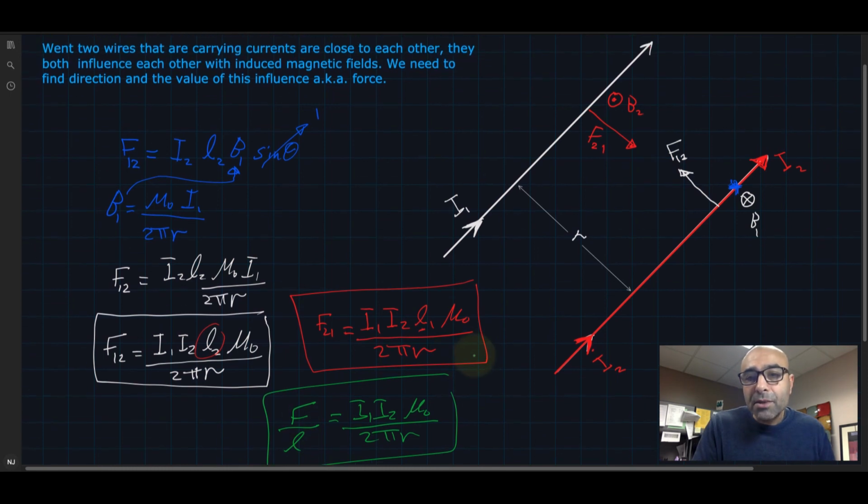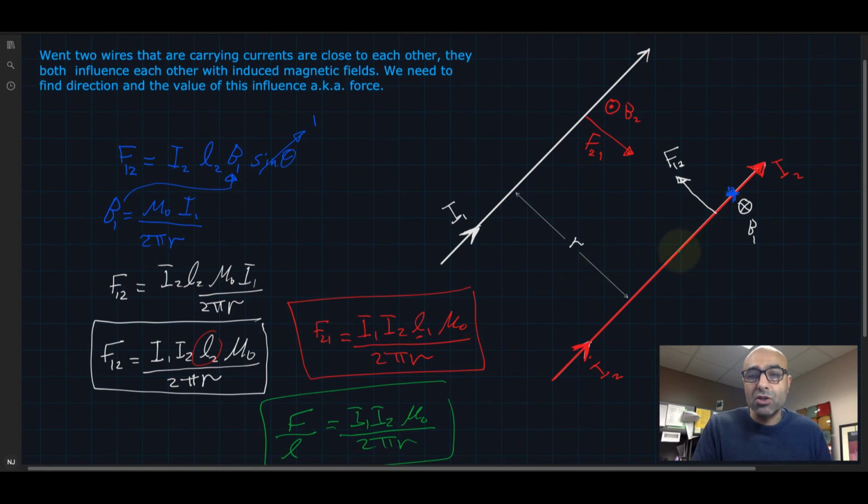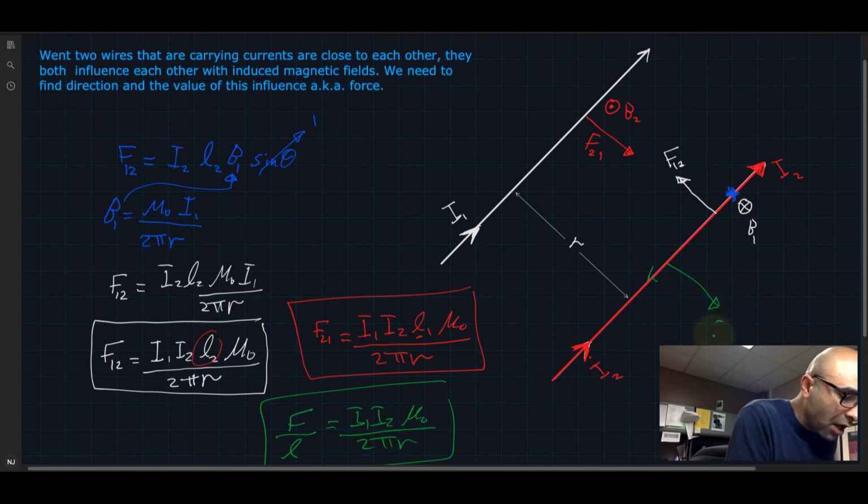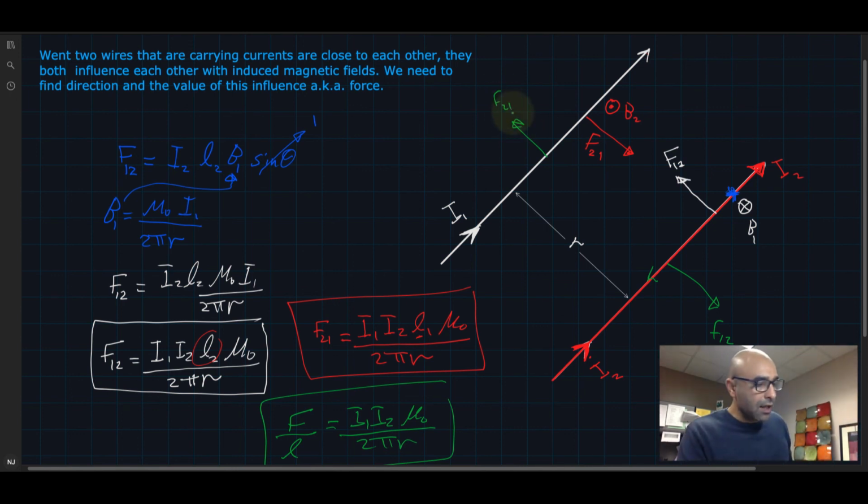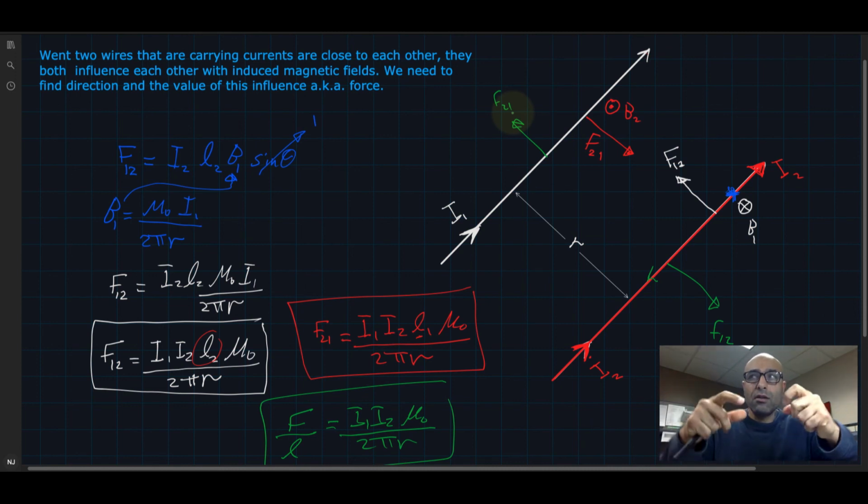Now what happens if the two currents are going in opposite directions? Using the right-hand rules again, you will find that the force is going to be repulsive. F1 on 2 will be like that, and F2 on 1 will be like that, so they're going to repel each other. Just memorize it if you want to: if the two currents are going parallel to each other, the force between them will be attraction. If the currents are going opposite to each other, like this one, then the force will be repulsive. And that's it. Thank you very much.